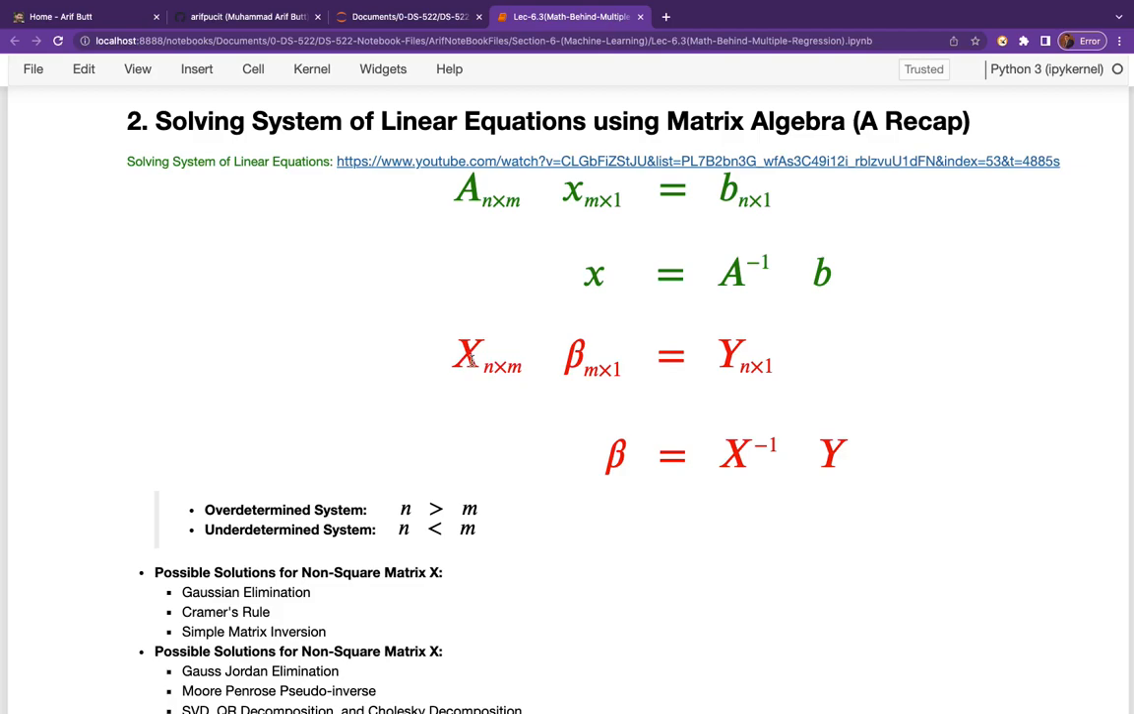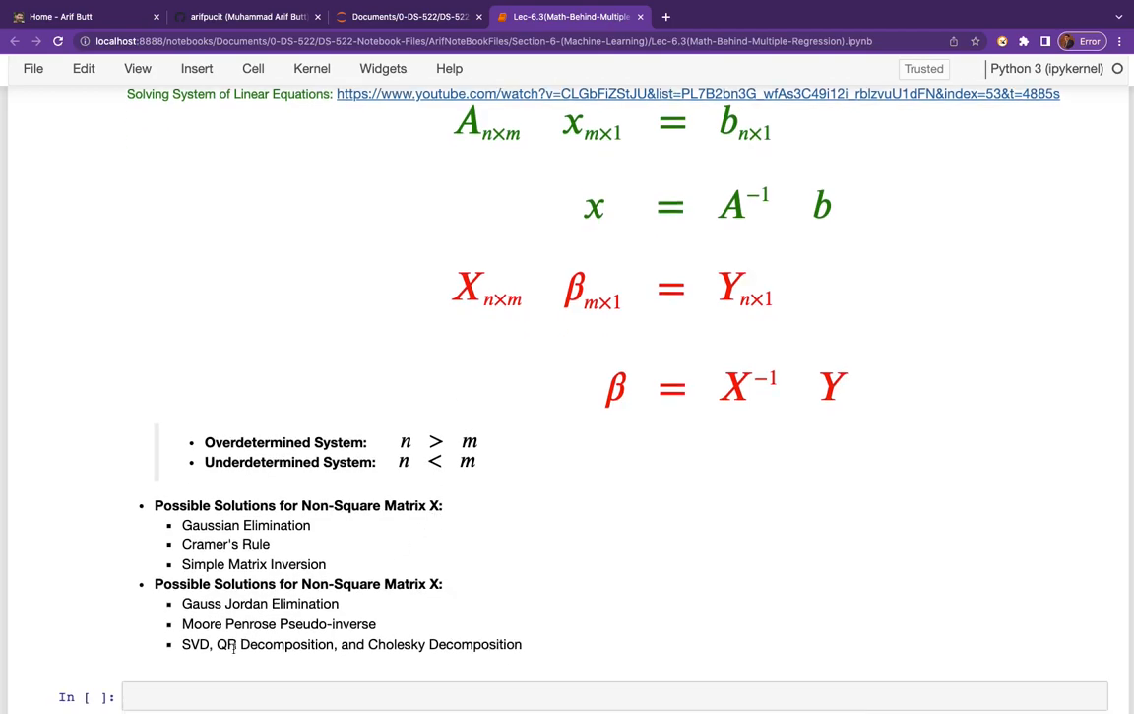And the problem is how to calculate its inverse. And once again, in my video session of linear algebra, I have discussed different techniques to solve overdetermined systems of linear equations having a non-square matrix X. And the techniques I think I discussed over there are Gauss-Jordan elimination, Moore-Penrose pseudo-inverse, and I think I talked about SVD, QR, and Cholesky decomposition as well.